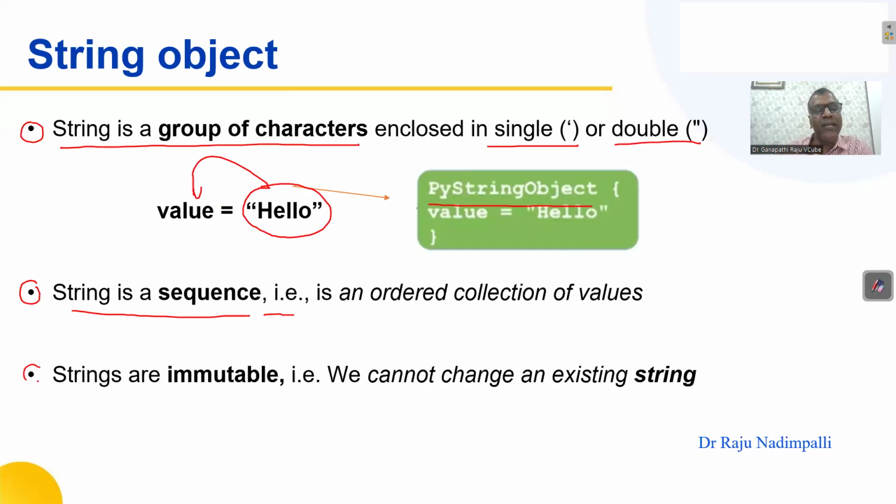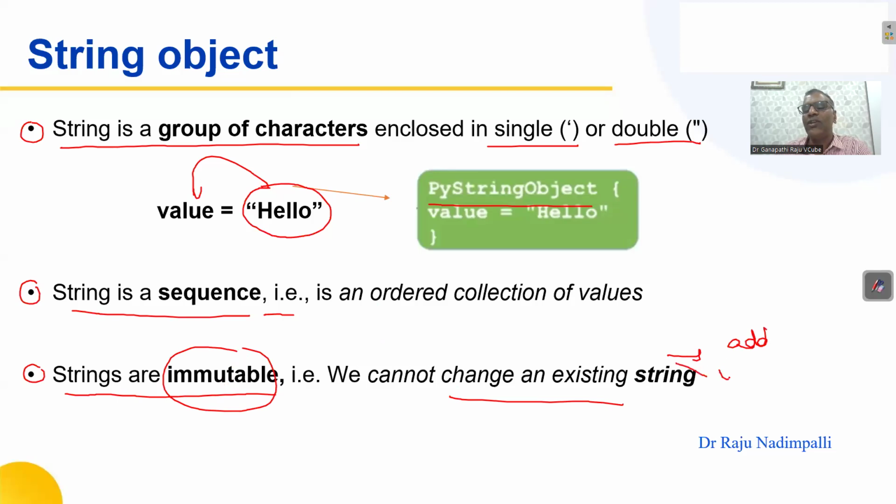Third important point: whenever you go to an interview, they ask one question: strings are immutable, explain. Yes, once you create a string, you cannot change it. You cannot modify it. You cannot add content, you cannot change, and you cannot delete from the string. This property is called immutability. Is it okay for all of you?